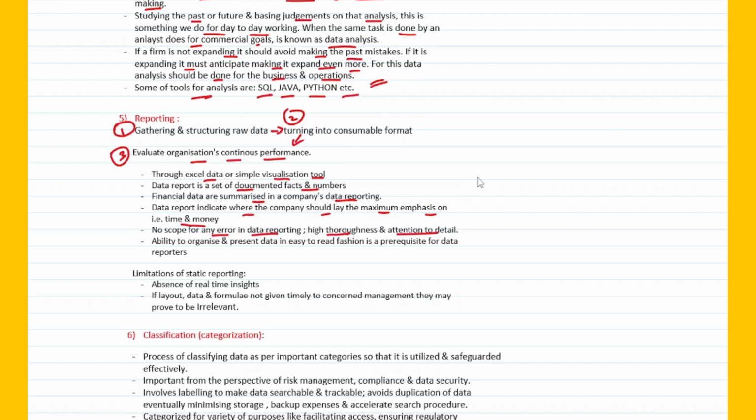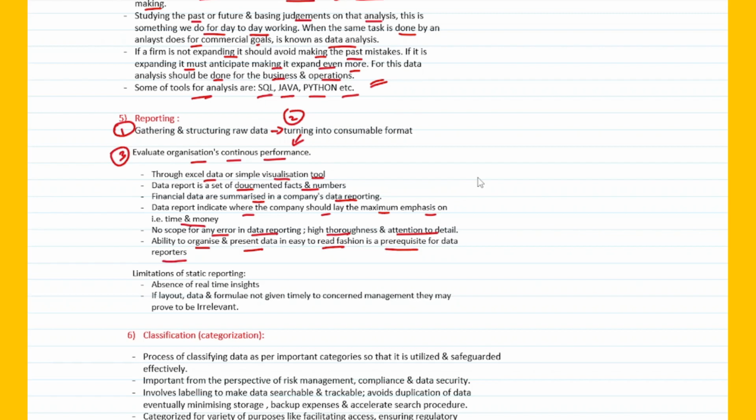So reporting of the data is very, very important, and it should be done in a very proper manner. It should be very thorough in nature, and there should be a concentration of attention to detail. Okay, the ability to organize and present data in an easy to read fashion is a prerequisite for data reporters. You should prepare data in such a form that it is easy to read.